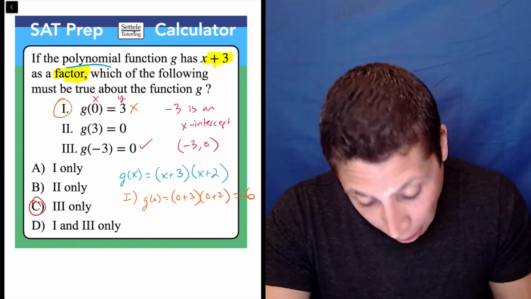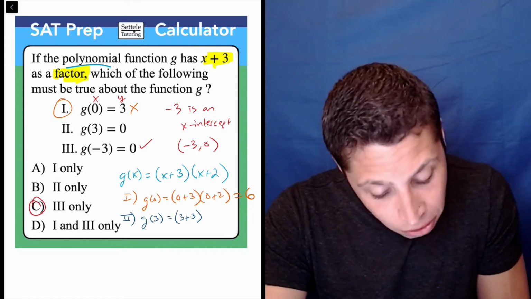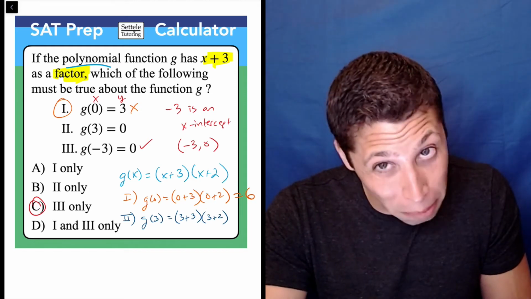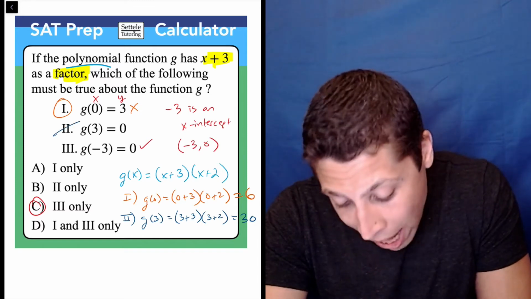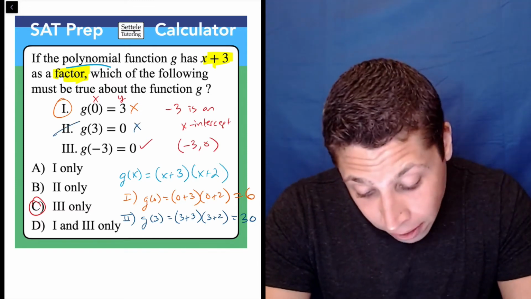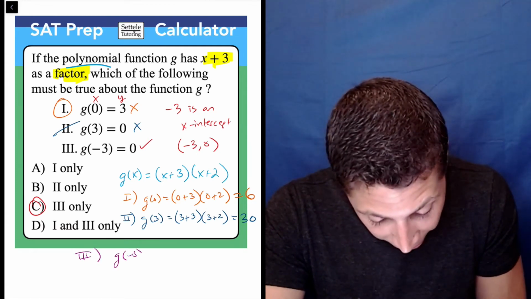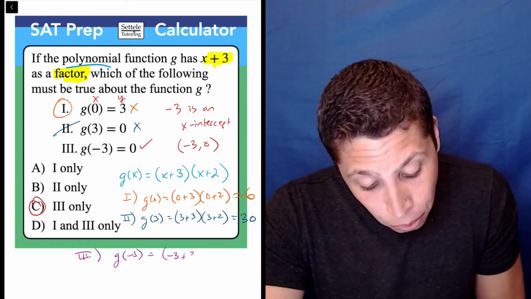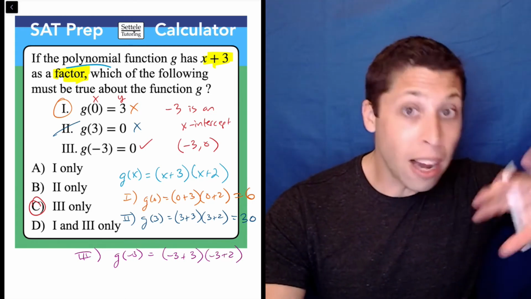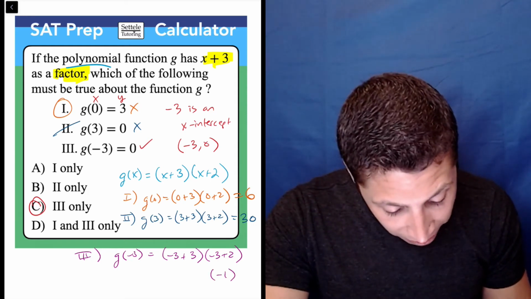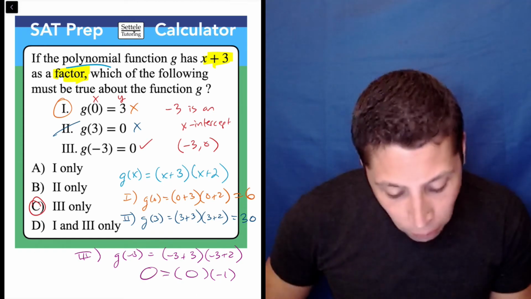So we can try the same thing now for Roman numeral 2. g of 3 is equal to 0. Well, that would be 3 plus 3 times 3 plus 2. We can probably see that's not going to be 0, but that is 6 times 5, which is 30, way off. So that's also wrong. And then if I did the same thing for Roman numeral 3, I would see g of negative 3 is negative 3 plus 3 times negative 3 plus 2. So the part on the right, the other x plus 2 piece, is still going to give me a weird number. That's going to give me negative 1, but it doesn't matter because if one of these factors is 0, then the whole thing is 0.